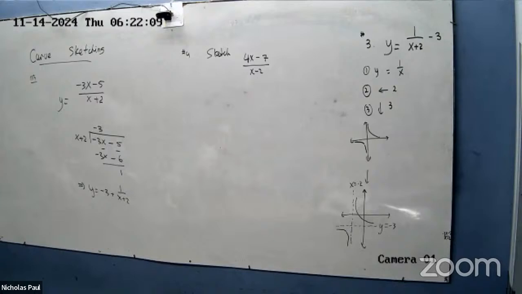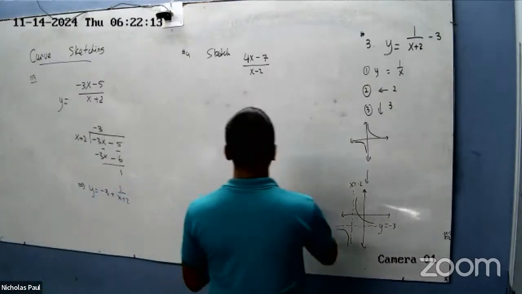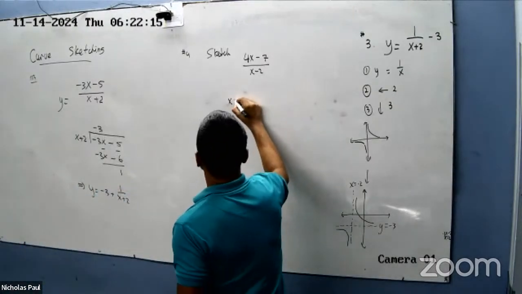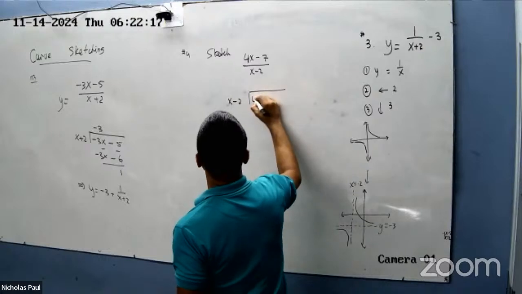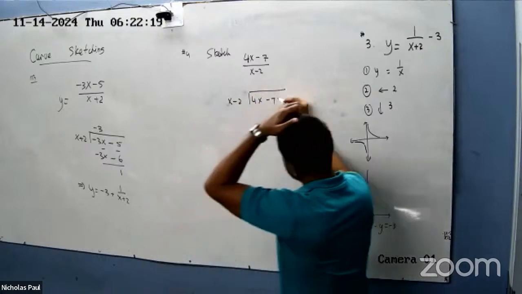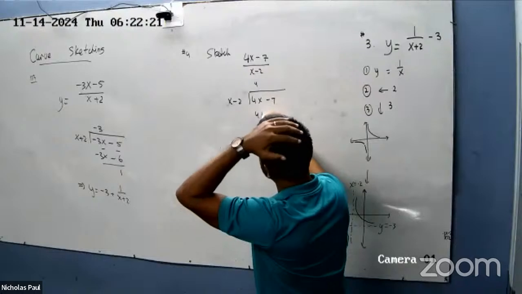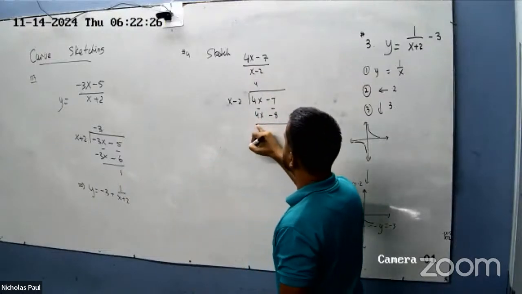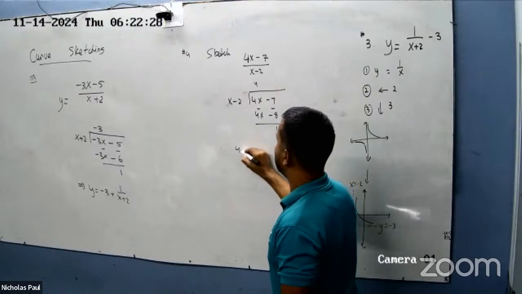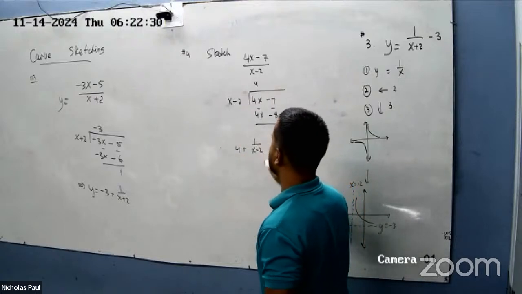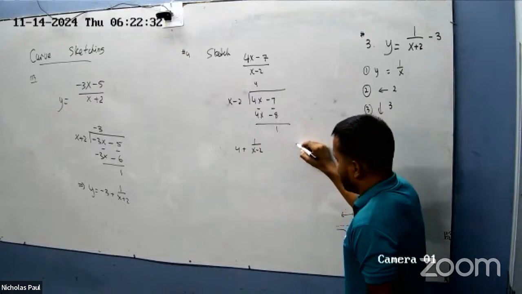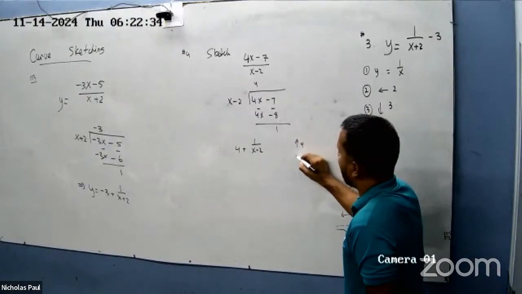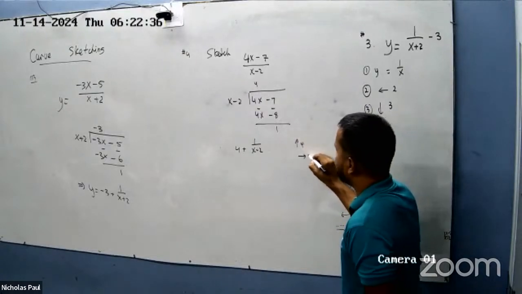Hey, sir, come check it. Alright, let's see, long divide 4x minus 7. You'll get 4, here you'll get 4x minus 8. Here is 0 and here is 1, right? So you're getting 4 plus 1 over x minus 2. So you're shifting upwards 4 and to the right 2.